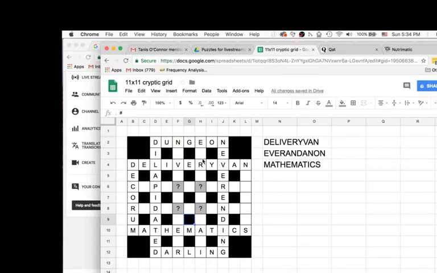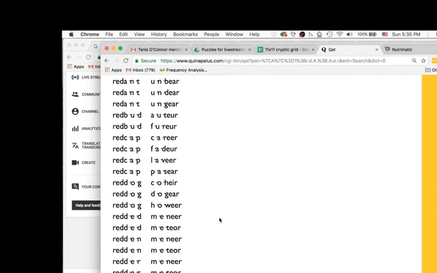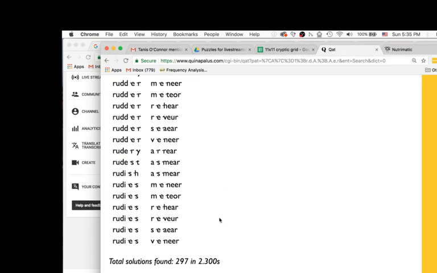So let me see if I have possibilities for these, the ones where I know all the letters. So if it is in this diagonal, then we have R blank D blank something and something going down to E blank R. So what I'm going to do is say A is a single letter, R dot D dot A dot E dot R. Let's see, how many solutions does it have? 297, more than I was expecting.